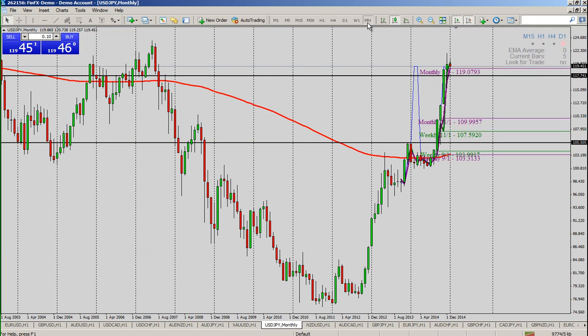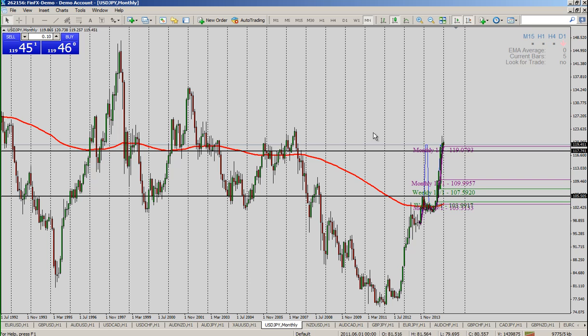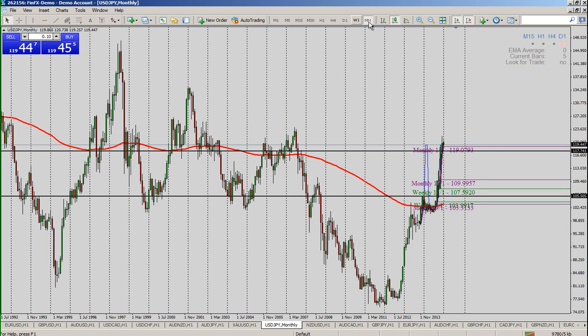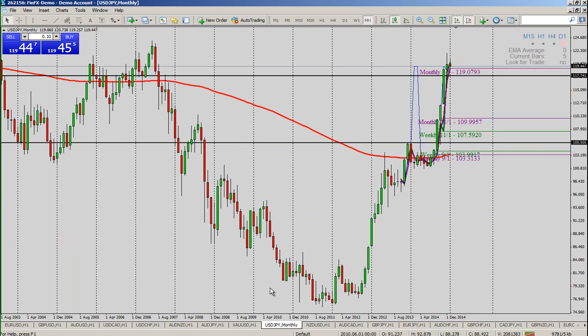If we go to, again, the big picture here, we're just a little bit above the halfway mark. We still have highs all the way back here at about 140, 147.50 and so on. And this has lots of room to go. So we're going to keep an eye on buying dips on dollar yen.